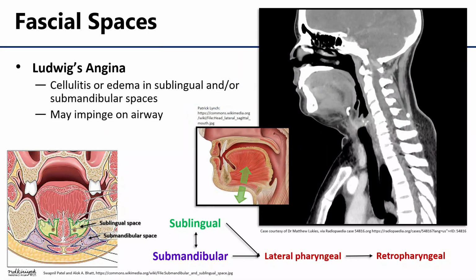In addition to having a direct route to the thorax, infections in the sublingual space can be life-threatening without ever even spreading. So infection can cause what's referred to as Ludwig's angina, which is cellulitis or edema, fluid retention and swelling, in the sublingual or submandibular spaces. So here you can see all of this dark fluid here causing this swelling.